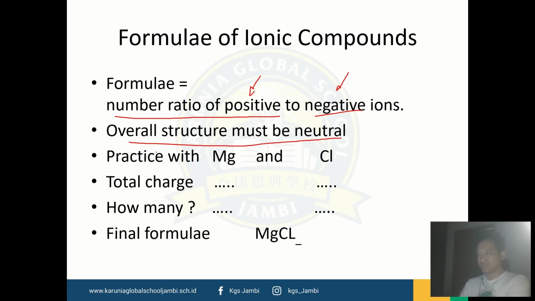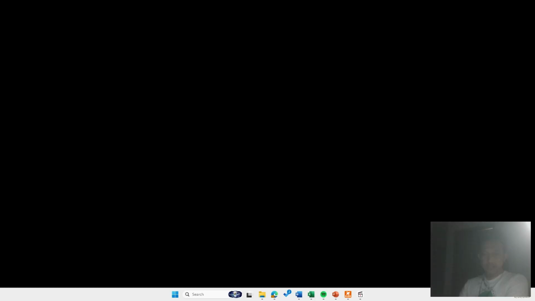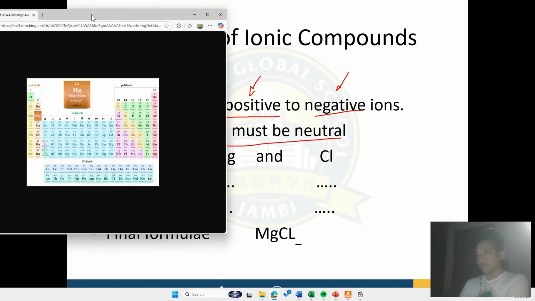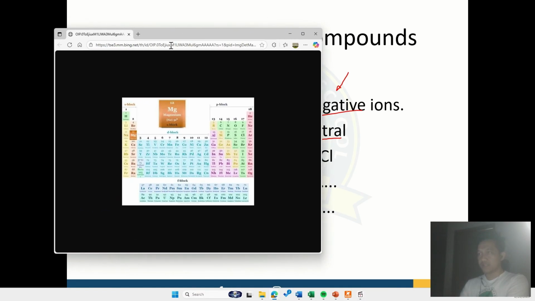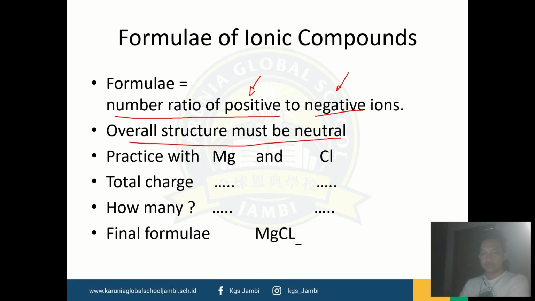Now we'll practice with magnesium and chlorine. So let's bring back the periodic table. Magnesium is in group 2, so the valency is 2. Chlorine is in group 7, so the valency is 1, correct?